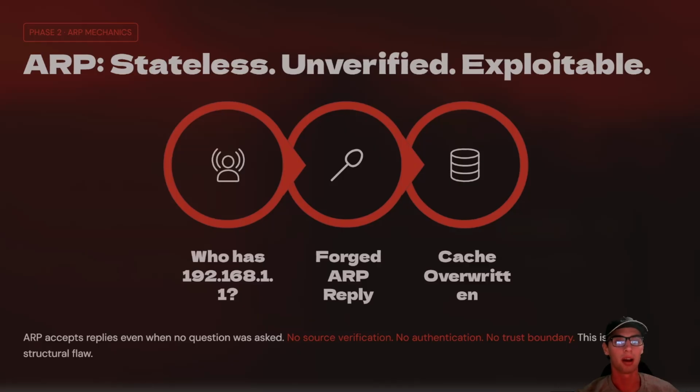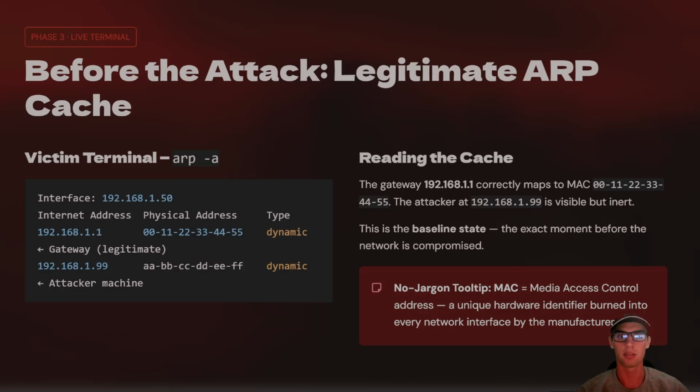So we'll look under the hood to watch this mechanism step by step. We'll trace the inputs to the outputs to observe the exact moment where the network state is compromised. So first, let's examine the victim's current legitimate network state. Okay, so notice the mapping here. The gateway router at 192.168.1.1 maps safely to the physical MAC address that ends in 4455. The attacker's machine at 192.168.1.99 maps to the EEFF MAC address.